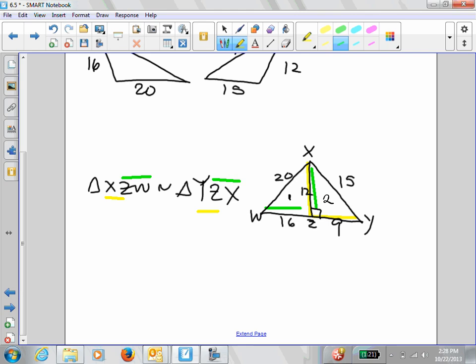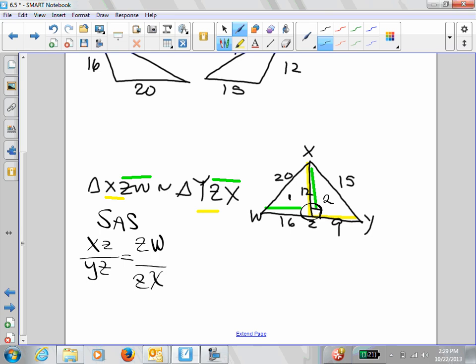All right. So what are my options? Which one could I use? I've got a couple. Where would my angle be? I would have a right angle, don't I? So I could use SAS. I would have to say that XZ over YZ is equal to ZW over ZX because that angle is nestled in between those sides, yes? Do you see that?